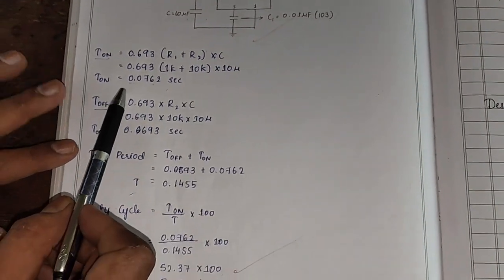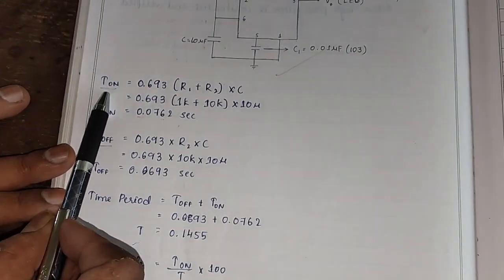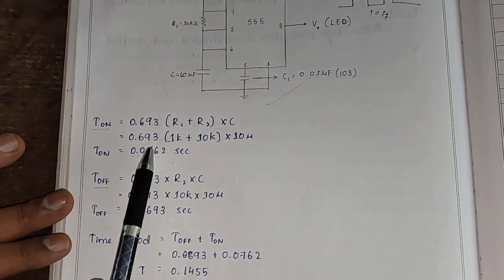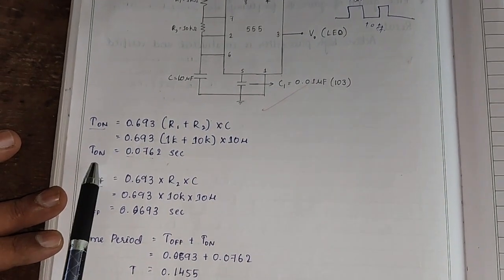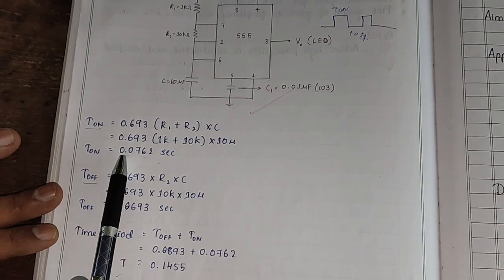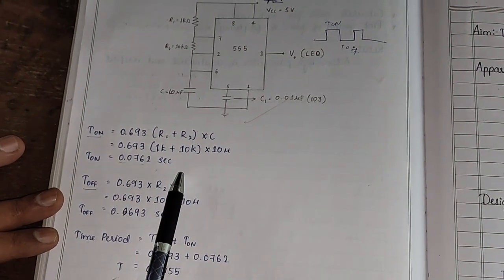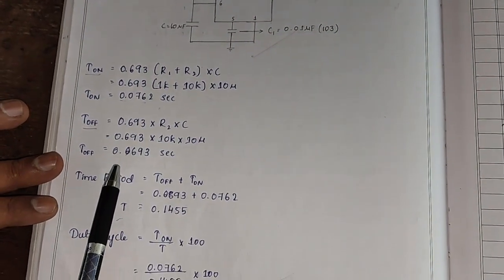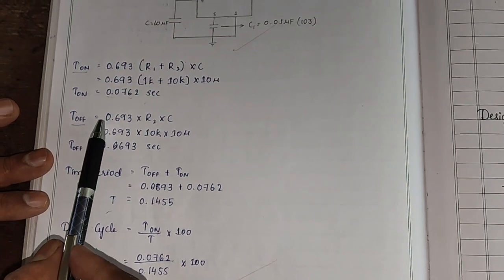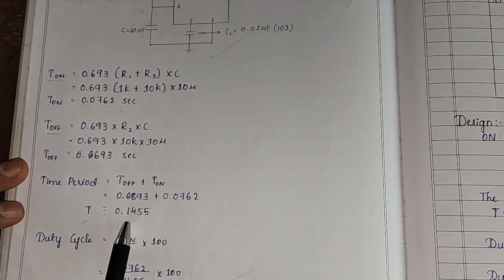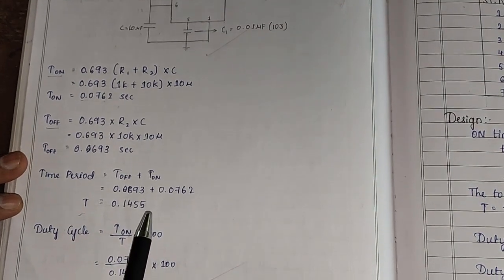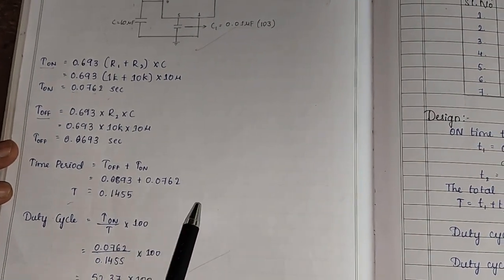In this formula we can see that T on is given by this formula. Once we substitute the values of R1, R2 and C, we get T on as 0.076 second. Likewise, we calculate T off using the given formula. Hence, the total time is 0.145 second, which turns out to be almost 14 Hertz.